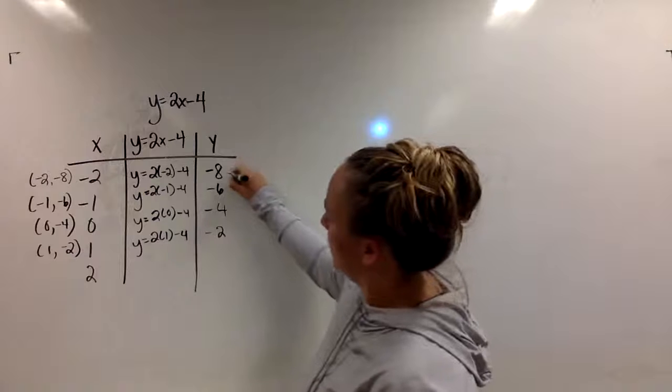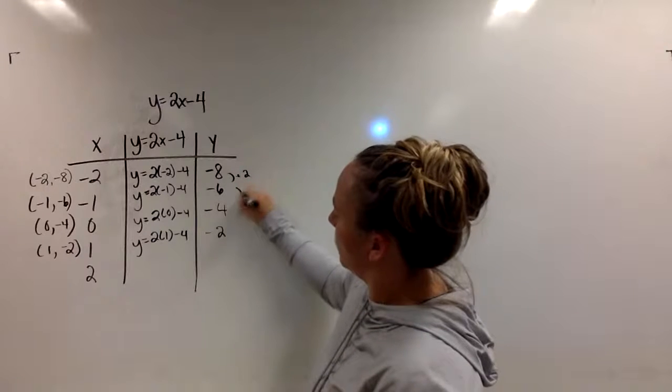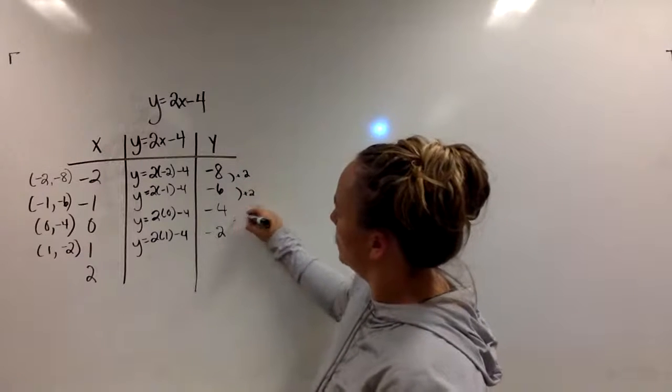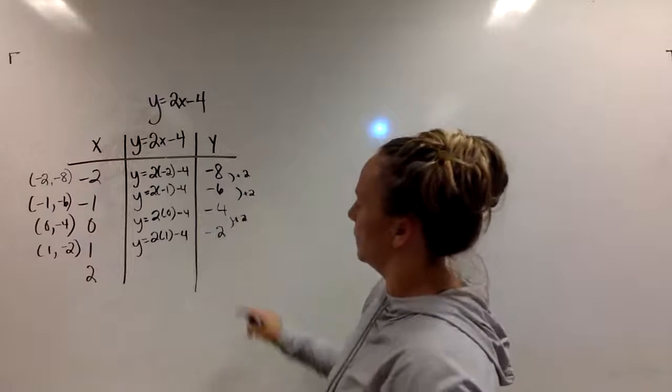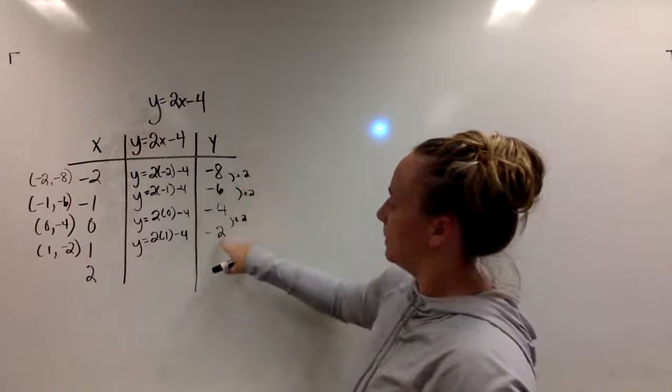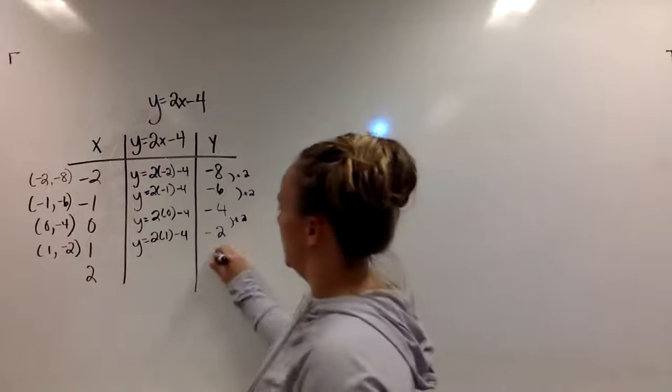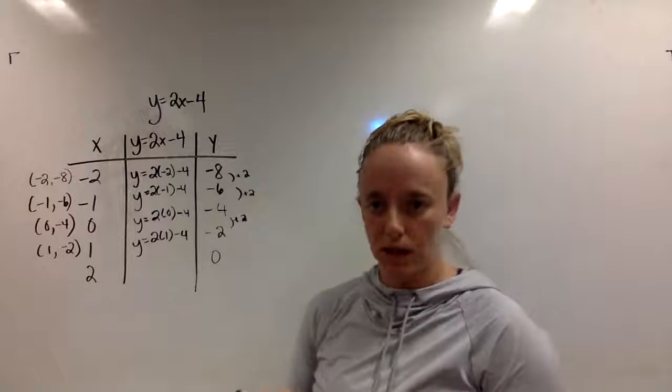And you should see a pattern of plus 2 from the number before. So we can predict what this last number is going to be. If this is plus 2 each time, negative 2 plus 2 gets me 0. So let's see if my prediction is accurate.